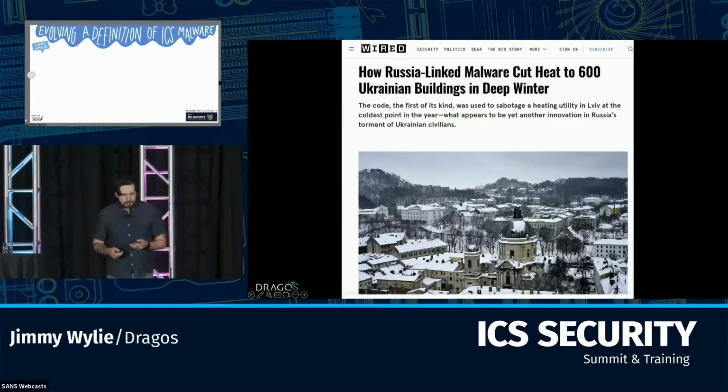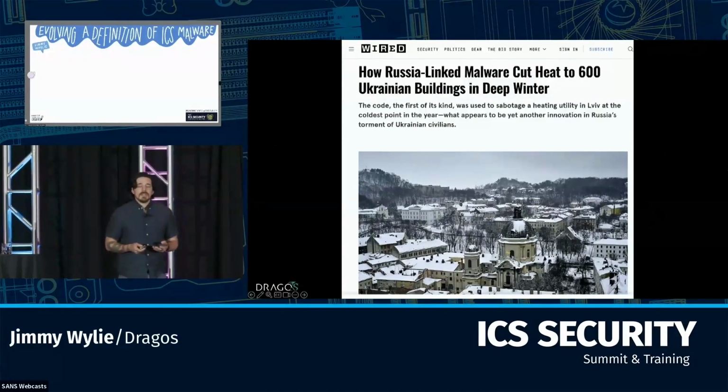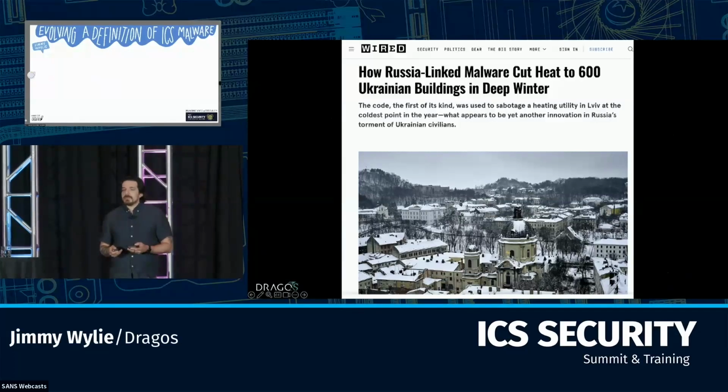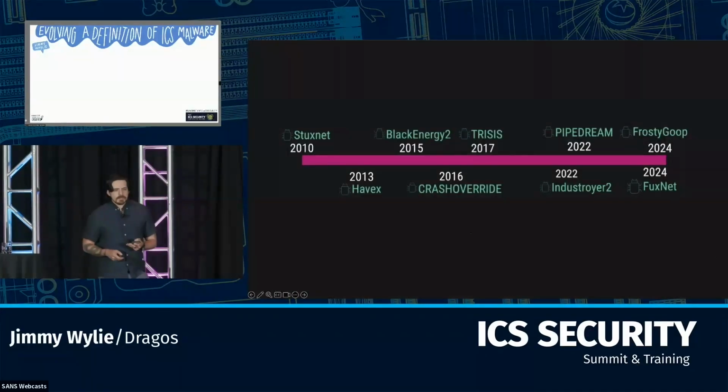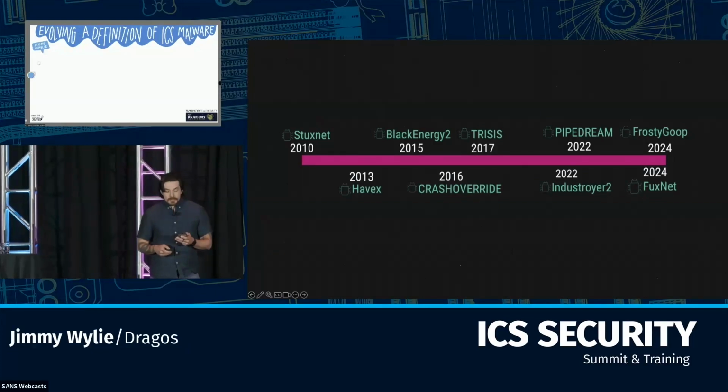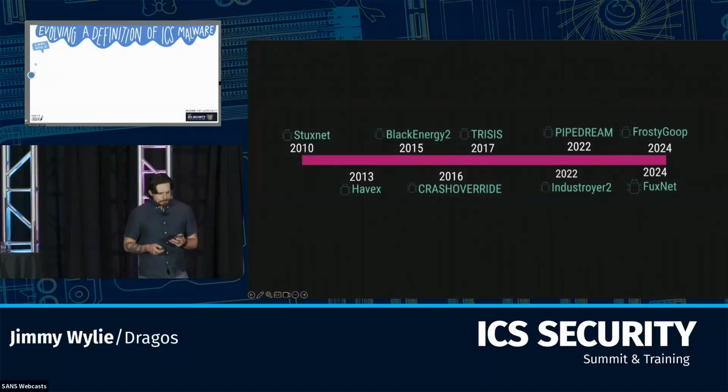Dragos has just released their report on FrostyGoop. It's Modbus TCP malware that was used as part of an attack that disrupted heat to hundreds of apartment buildings in Ukraine. FrostyGoop is the 9th ICS malware and the 5th one the team has reported on since I'd been with Dragos, starting with TRISIS, and then there was Indestroyer, Pipe Dream, Fuxnet, and now FrostyGoop.